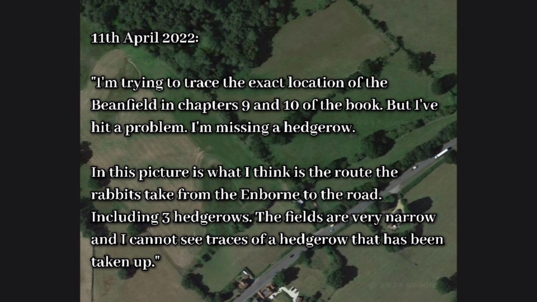My appeal, posted on the 11th of April 2022, was as follows. Quote, "I'm trying to trace the exact location of the Beanfield in chapters 9 and 10 of the book, but I've hit a problem. I'm missing a hedgerow. In this picture is what I think is the route the rabbits take from the Enbourne to the road, including 3 hedgerows. The fields are very narrow, and I cannot see traces of a hedgerow that has been taken up." End quote.